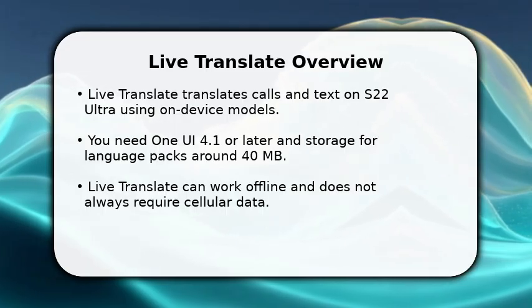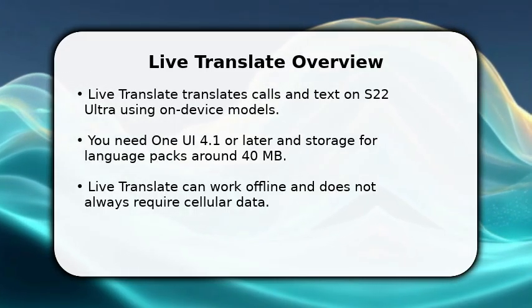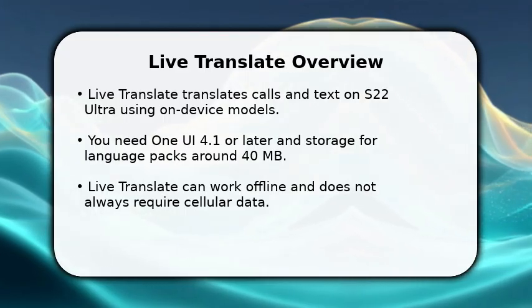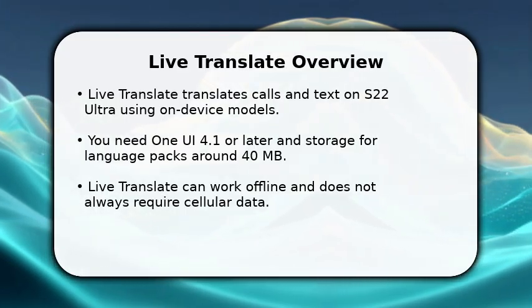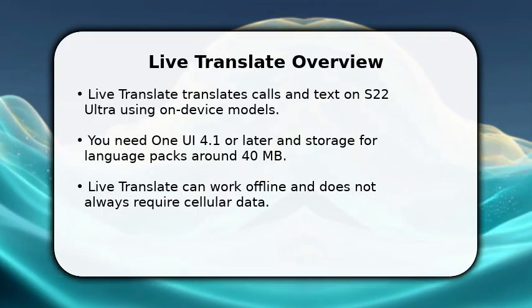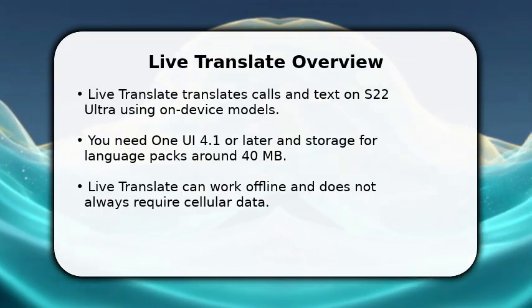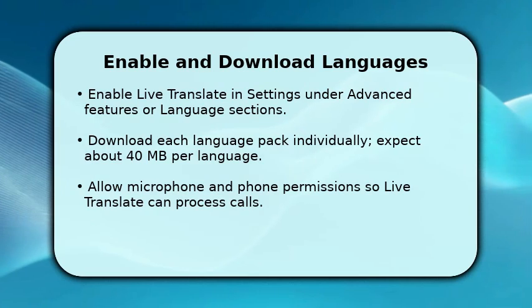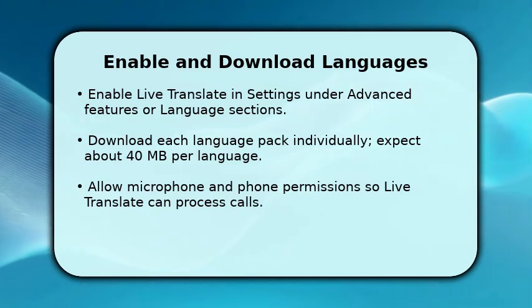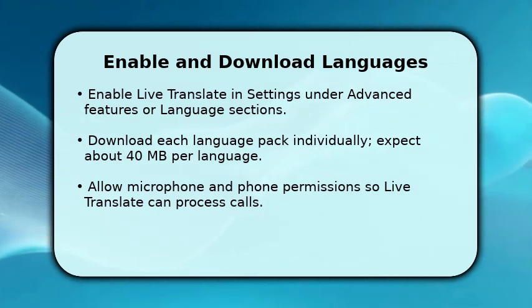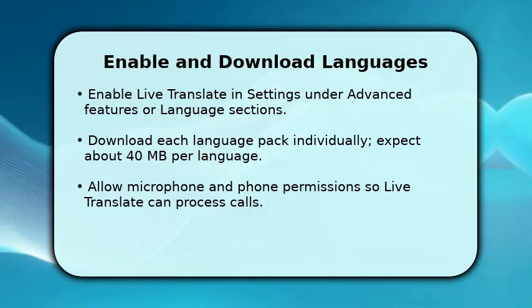Your phone needs One UI 4.1 or later to access all features. Some languages require downloadable packs that are roughly 40 megabytes each. Offline capability reduces data use, but open settings and navigate to advanced features or language and input to find Live Translate. Toggle Live Translate on and grant microphone and phone permissions when prompted.